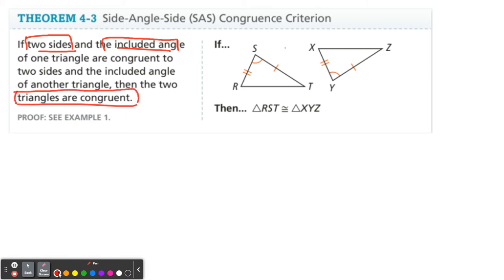So again, over here, you have this first pair of sides, side 1, side 1. You have the included angle here and here, and you have the second pair of sides, side 2 and side 2. That would then prove that those two triangles are congruent.